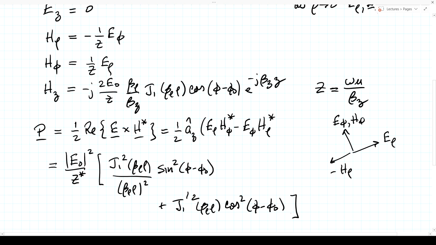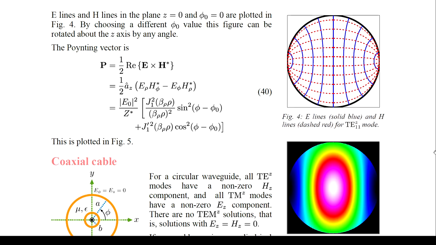So let's look at this picture of the distribution. Here we have the field lines. If you start at any particular point, calculate the electric field, and keep moving in the direction of the electric field, you'll trace out these lines. The electric field is everywhere tangent to these curves. The solid blue lines are the electric field, and the dashed red lines are the magnetic field. They're everywhere orthogonal. Then if you calculate the Poynting vector and plot it in the plane z equals zero, this is the intensity, where white is the most intense down to black is the least intense.